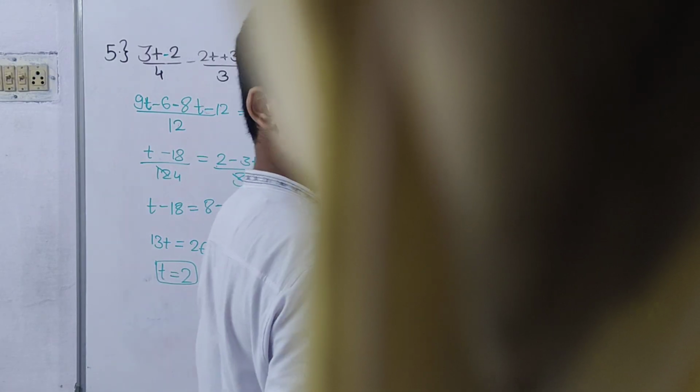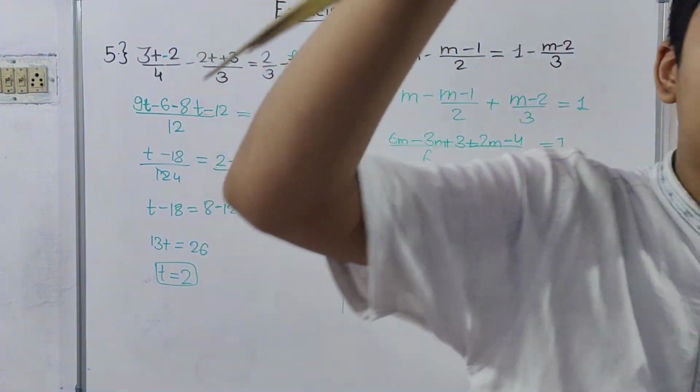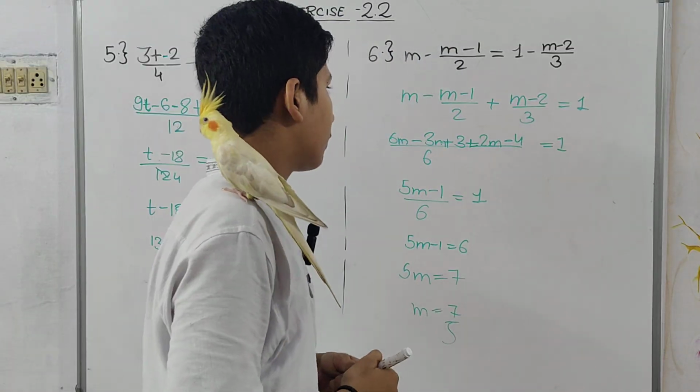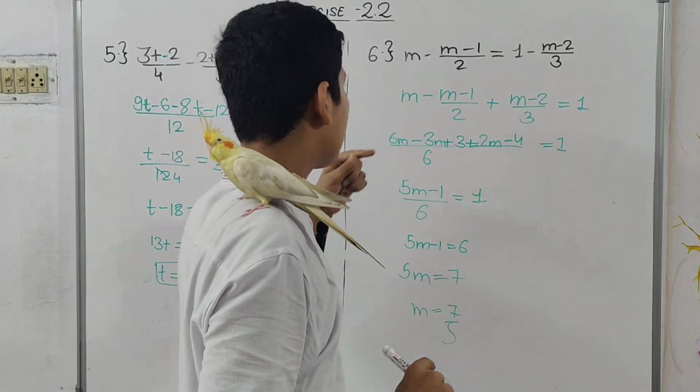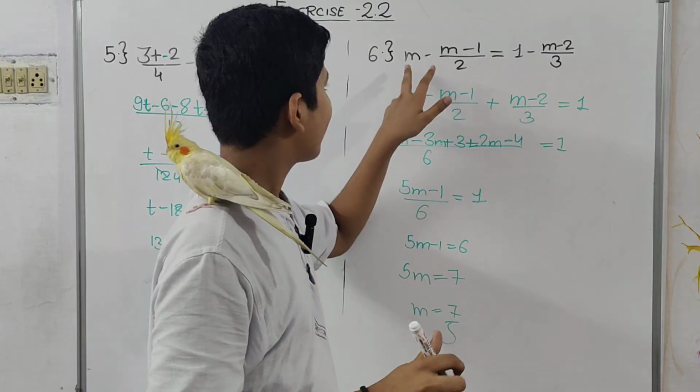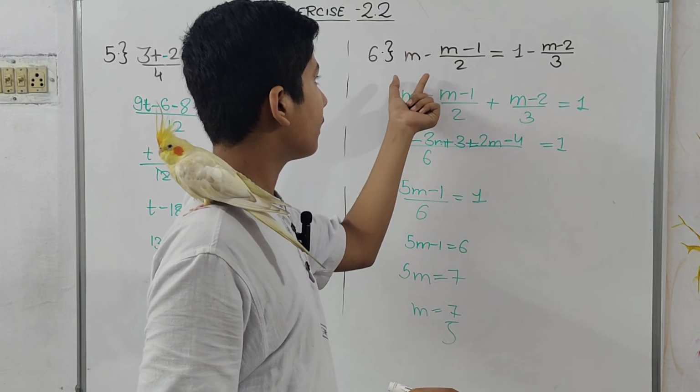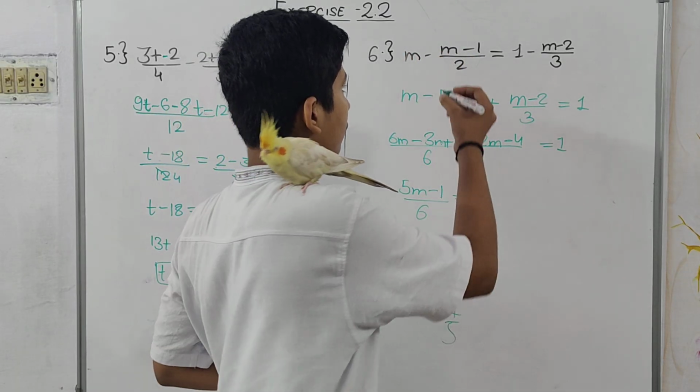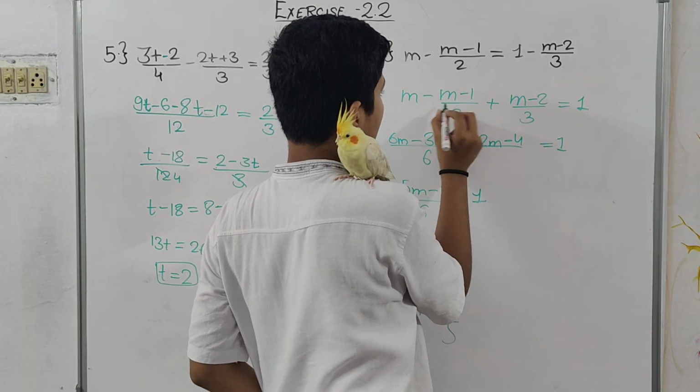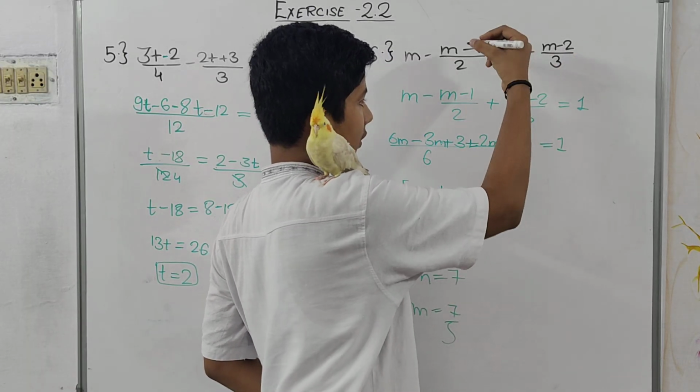Let's recheck it because it is... What is this? Sorry for the disturbance. Let's recheck it. Now m, this is minus, so this will become plus. Or what we did, we just brought this to the other side.